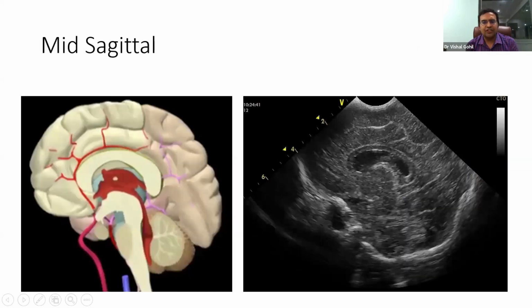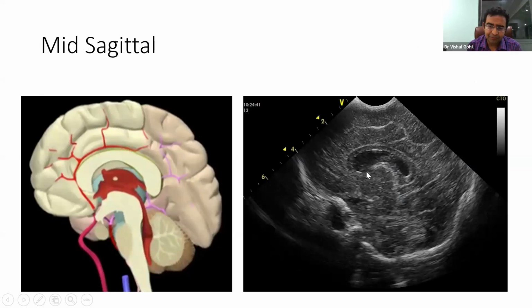Okay, this is also an important view, the mid sagittal view. So your probe should be facing the nose over here, and when you cut the section, you can see there is a corpus callosum. It is not a lateral ventricle. Okay, it does look like a ventricle because in the preterm the septum pellucidum is filled up with fluid. So this is your cavum septum pellucidum.